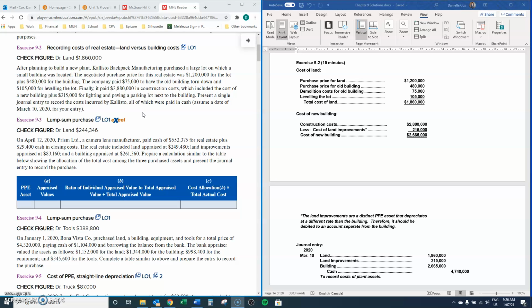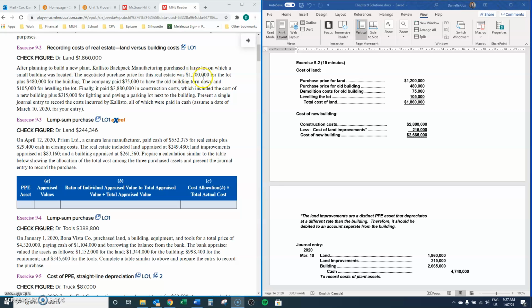Then they paid $2,880,000 in construction cost, which included the cost of a new building plus $215,000 for lighting and paving a parking lot next to the building. So we are to present a single journal entry to record the cost incurred, all of which were paid in cash. So before we do our journal entry, we have to determine what the total costs were.